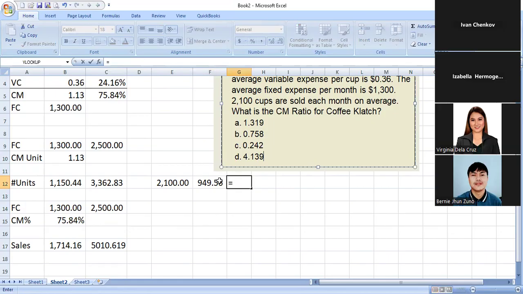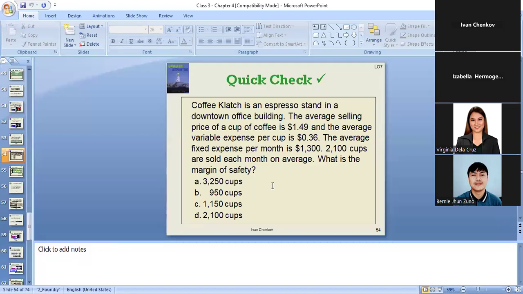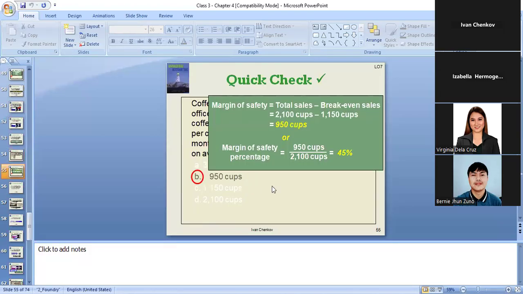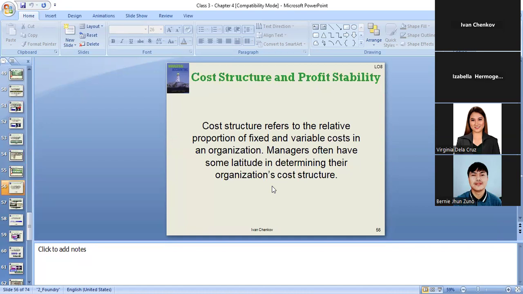Also, as a percentage, it can be expressed as this amount divided by that amount. It's 45% as our margin of safety in the current situation. Let's see if that checks with our slides. What's the margin of safety? 950 cups. And as a percentage, it's 45%.